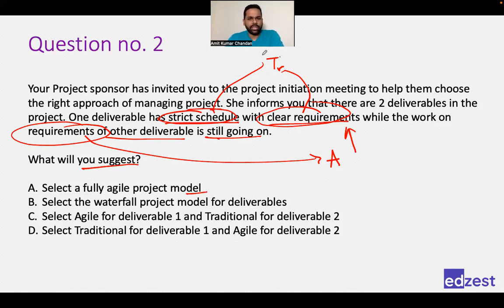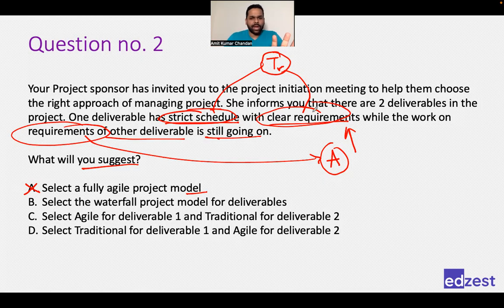Definitely not. Traditional plus agile. And this is exactly what you're going to see in the exam. Sometimes the language would be a little bit twisted. Sometimes they would give you 2 more sentences to read. But ultimately, when they are asking you to select hybrid approach, this is exactly what would happen.